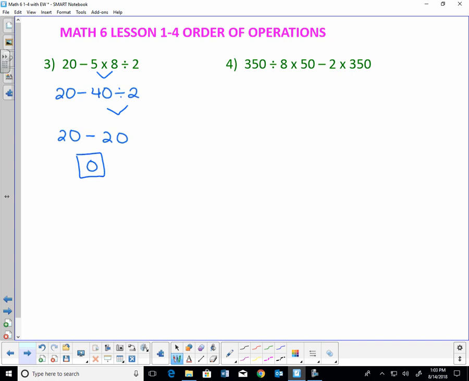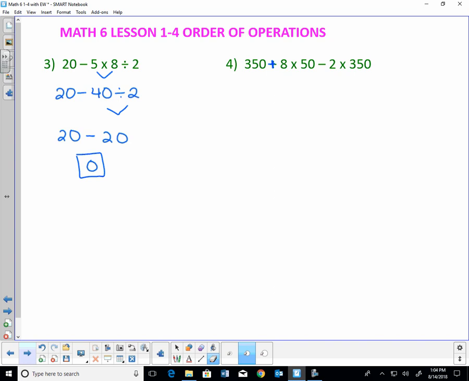Number 4. 350 divided by 8 times 50 minus 2 times 350. So if we read from left to right, the first thing I have to do is 350 divided by 8. Oh, this should be an addition symbol. Sorry about that. This is an addition symbol, not a division symbol. Therefore, we're not going to do that first. Okay, so it's 350 plus 8 times 50 minus 2 times 350.